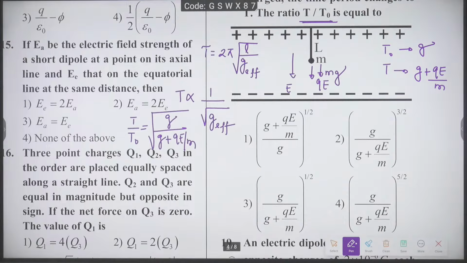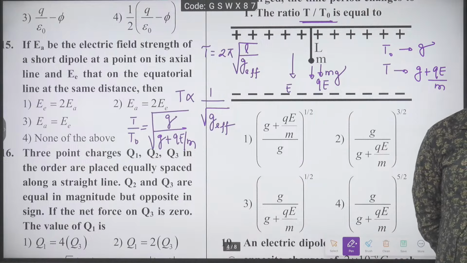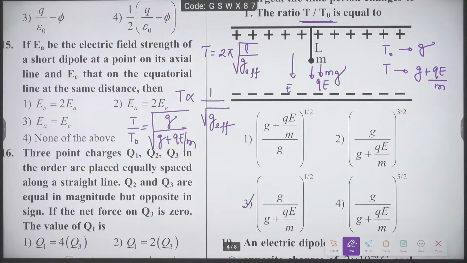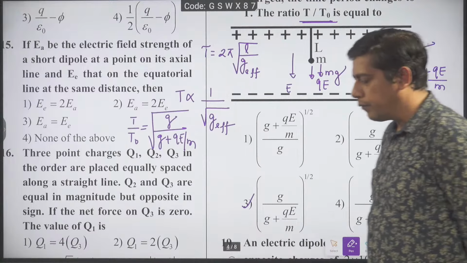Option number 1 is correct. I hope you understand this. Option number 3. Sorry, my mistake. Option number 3 is correct. I didn't say. Yes, option number 3. I hope you learned the concept of G effective.